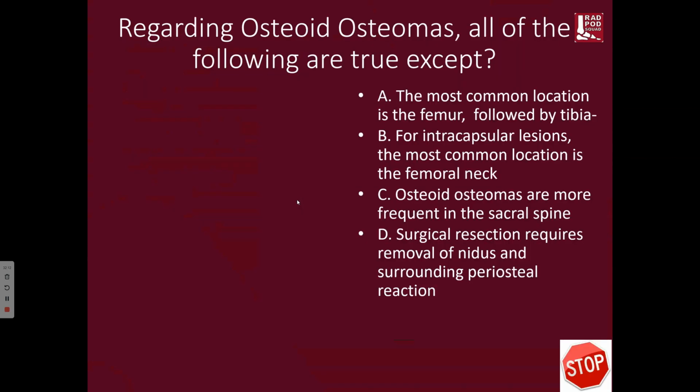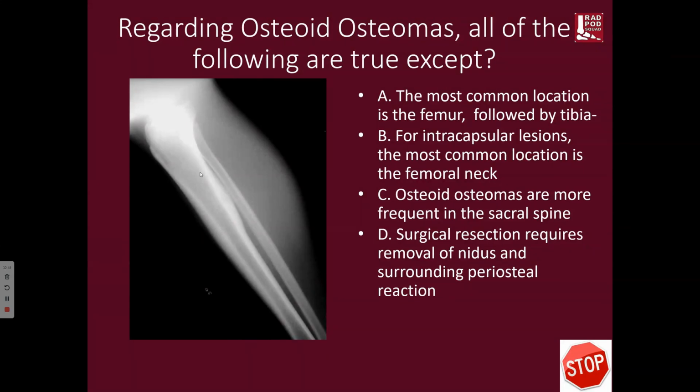Regarding osteoid osteomas, all of the following are true except, get back to our osteoid osteoma example where we're seeing this region of thickened sclerosis along the dorsal aspect of the proximal tibia. Is it A, the most common location is the femur followed by the tibia, or B, for intracapsular lesions, the most common location is the femoral neck, or C, osteoid osteomas are more frequent in the sacral spine, or D, surgical resection requires removal of nidus and surrounding periosteal reactions? What do you think?